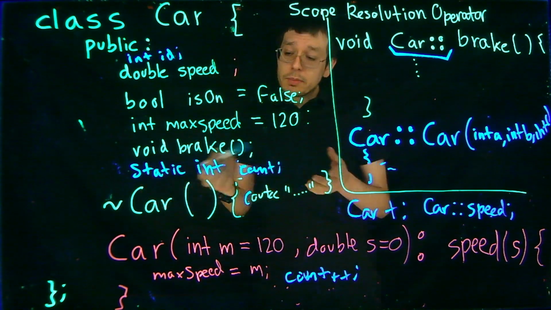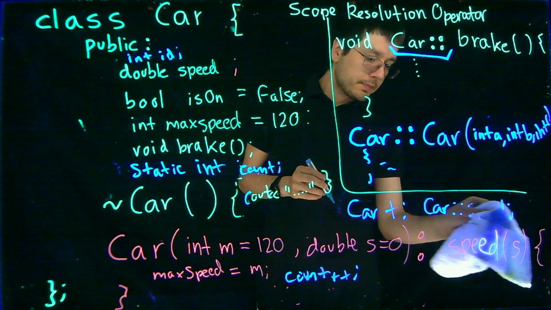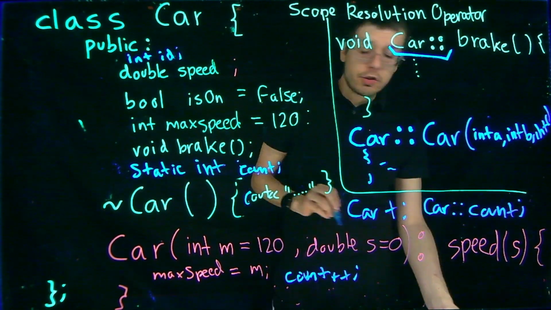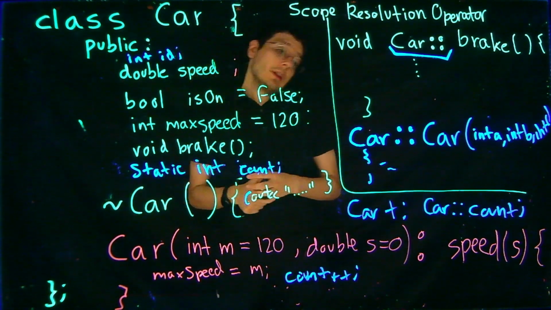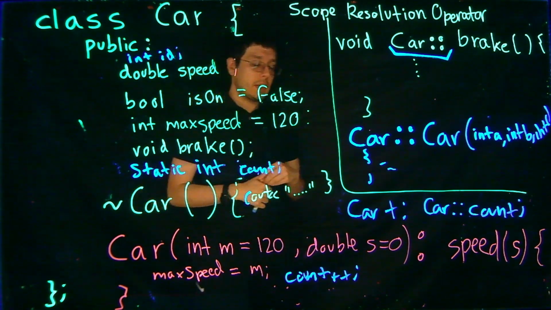But if you have something like this, then it makes sense to actually do something like car.count, because it's static, and a static variable is shared amongst all objects of the class. So that's the one exception where that will work. Outside of that, that will not work, and bad things will happen.